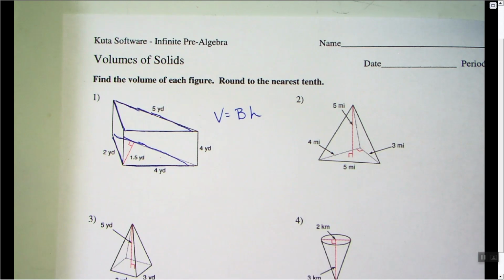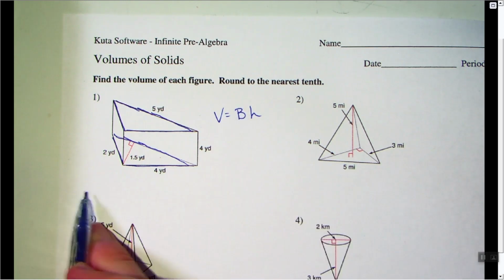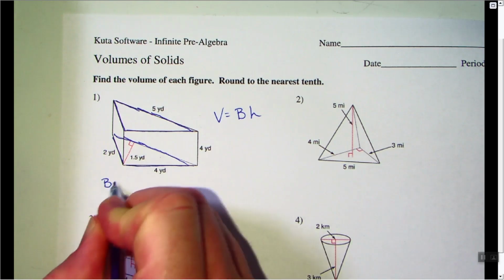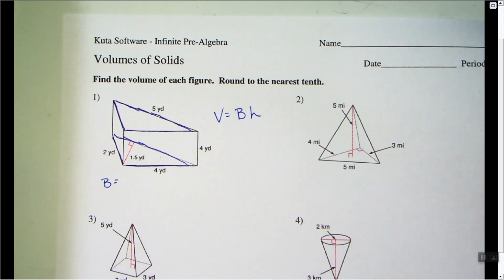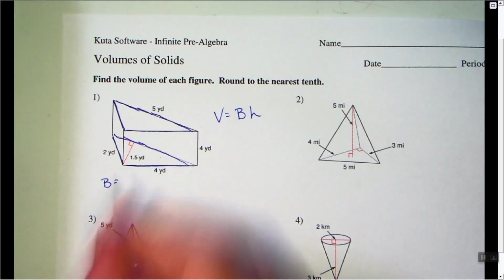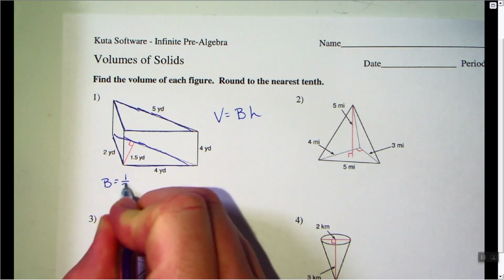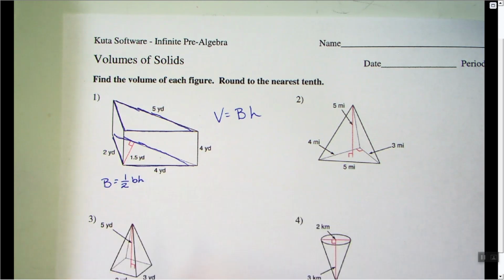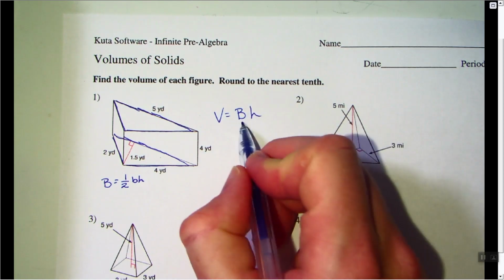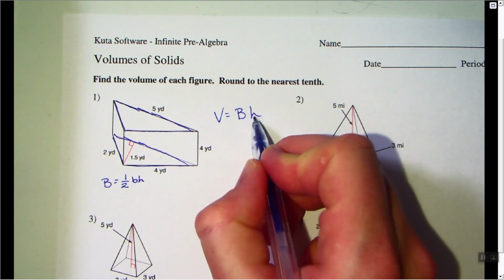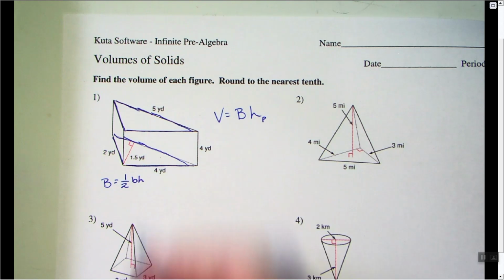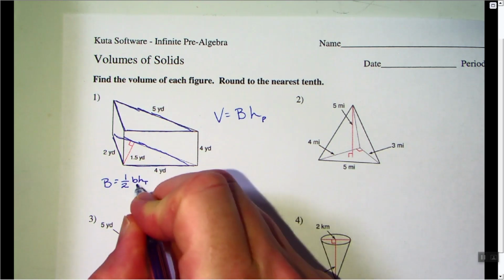To keep this simple, I like to go somewhere else and define the area of the base. So I'll go over here. The area of the base. Now I've got to think about what the base is. The base is a triangle. And the way you find the area of a triangle is 1/2 the base of the triangle times the height of the triangle. Now there's some confusion here. This capital B is the area of the base. This is the height of the prism. So maybe h sub p is the height of the prism.